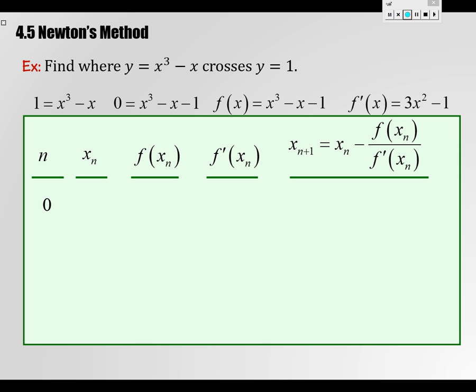So again, no iteration here, but my initial guess, I'm going to say, is 1. I'm just going to supply you with that. I'm supplying you with the first guess. That's x0. So maybe we can all do this separately too. What do you get when you plug in?